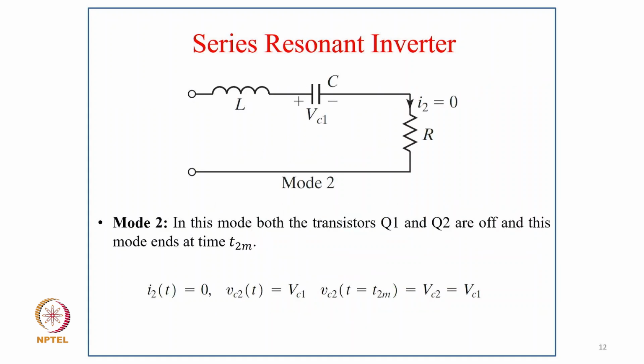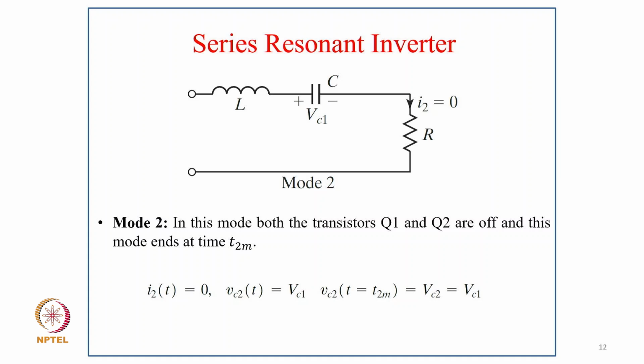Now coming to mode 2, where we have an inductor, capacitor and resistance, and the current starts from initial 0. In this mode both transistors Q1 and Q2 are off, and the mode ends at the time equal to T2.